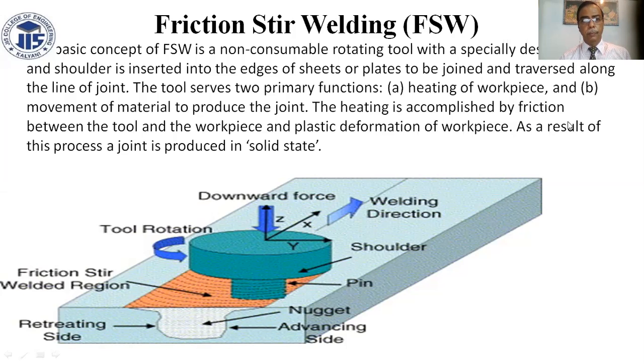This is friction stir welding, with downward force in this direction. This is the rotational tool, this is the pin, this is the nugget of the welded joint. The nugget is the welded material. Retreating side, advancing side, and the friction stir welding region. This is the welded material, with tool rotation, downward force, and welding direction. This is the shoulder. So the friction stir welding figure is shown here.